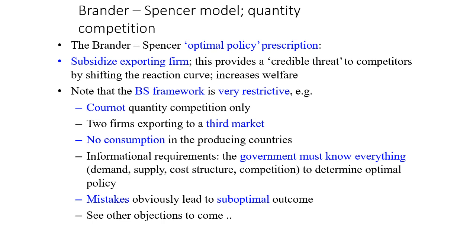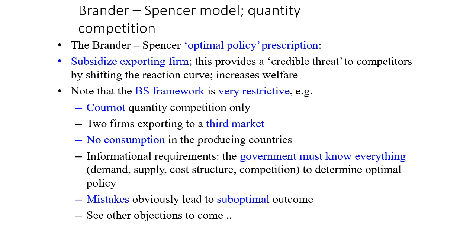Note that the Brander-Spencer framework is very restrictive. We're only looking at the Cournot quantity. Right, we are only considering two firms that are operating in a third market. We're not even taking into consideration what is happening in the local market of those two firms. There's nothing discussed in terms of consumption in the producing countries. We're just talking about production.